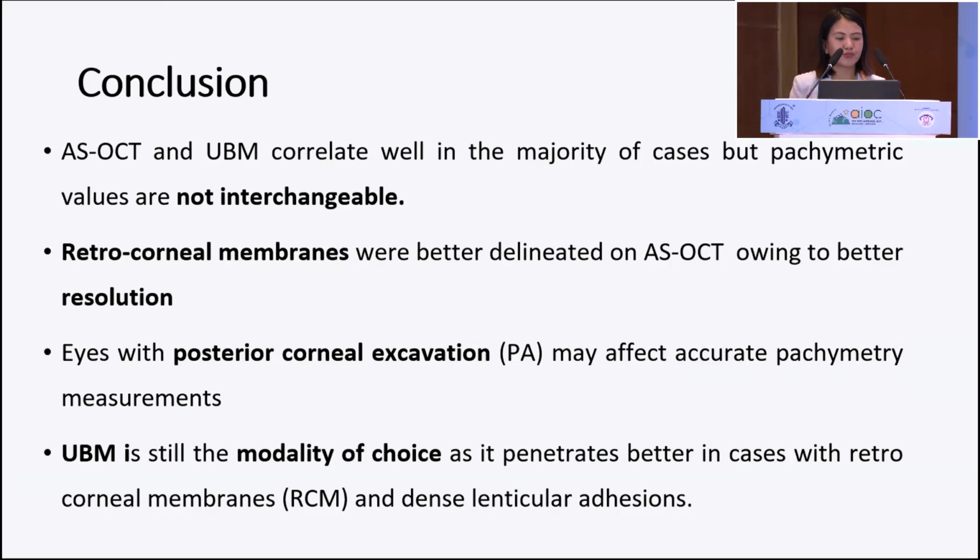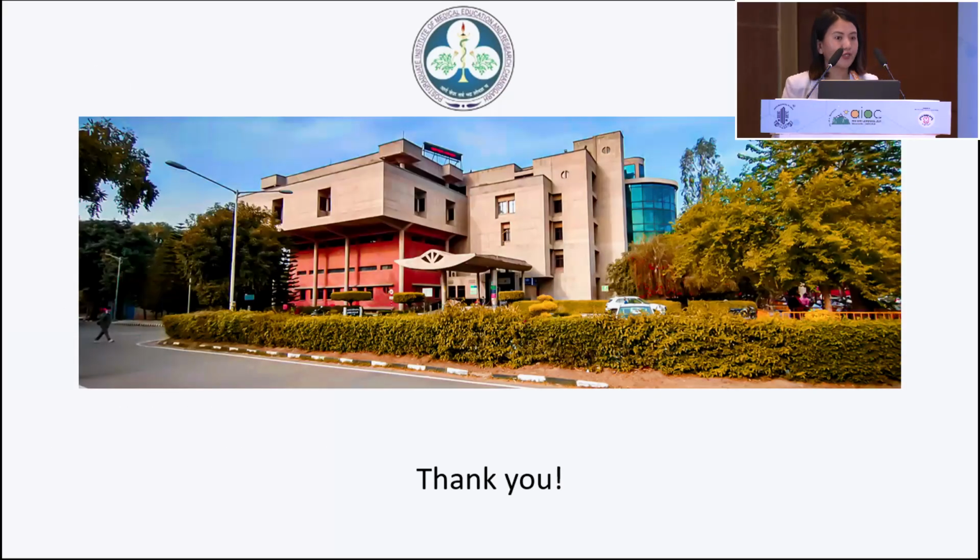I would like to conclude by saying that AS-OCT and UBM correlate well in the majority of cases, but pachymetry values are not interchangeable. Retrocorneal membranes were better delineated on AS-OCT owing to better resolution, so we may rely on it better for corneal thickness measurement. Eyes with posterior corneal excavation, like in Peters anomaly, may affect accurate pachymetry measurements. UBM is still the modality of choice as it penetrates better, especially in cases with retrocorneal membranes and dense lenticular adhesions. Thank you.